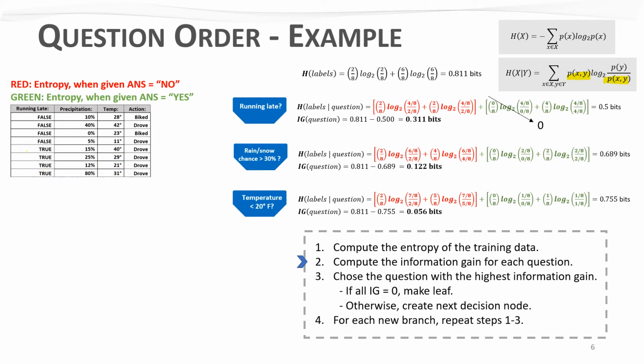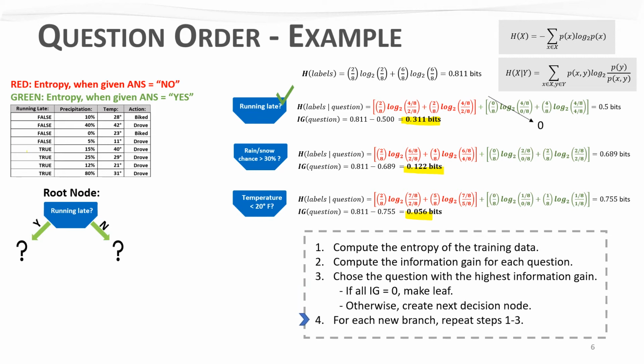The conditional entropy evaluates to 0.5 bits, which is then subtracted from 0.811 to obtain the information gain, which is 0.311 bits. After repeating this process for all the questions, we can compare their information gains. We see that none of the questions have 0 information gain, and that the best question is the first question. The first question then becomes the root node.